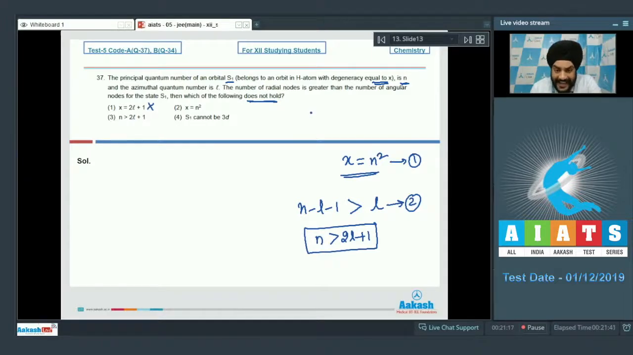If we talk about the second statement now, x is equal to n square, so this was the first condition which we had derived. So this is correct, students. If we talk about statement 3 now, n is more than 2l plus 1, this is also correct, students. This was derived using the condition of the nodes which are given to us.